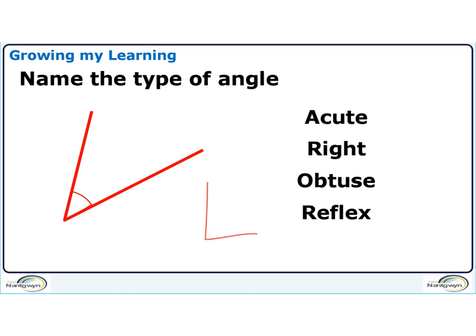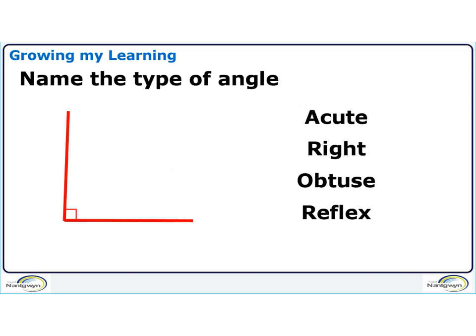So there's your right angle. This is much smaller than that, so it has to be an acute angle. It's less than 90 degrees. In the corner, there is a square. If there's a square in the corner, it always means it is a right angle.